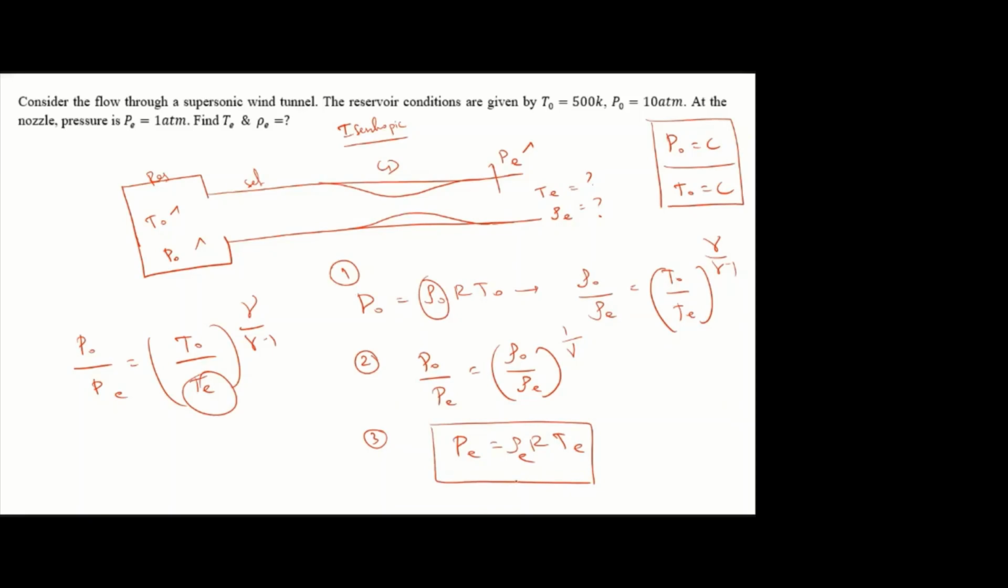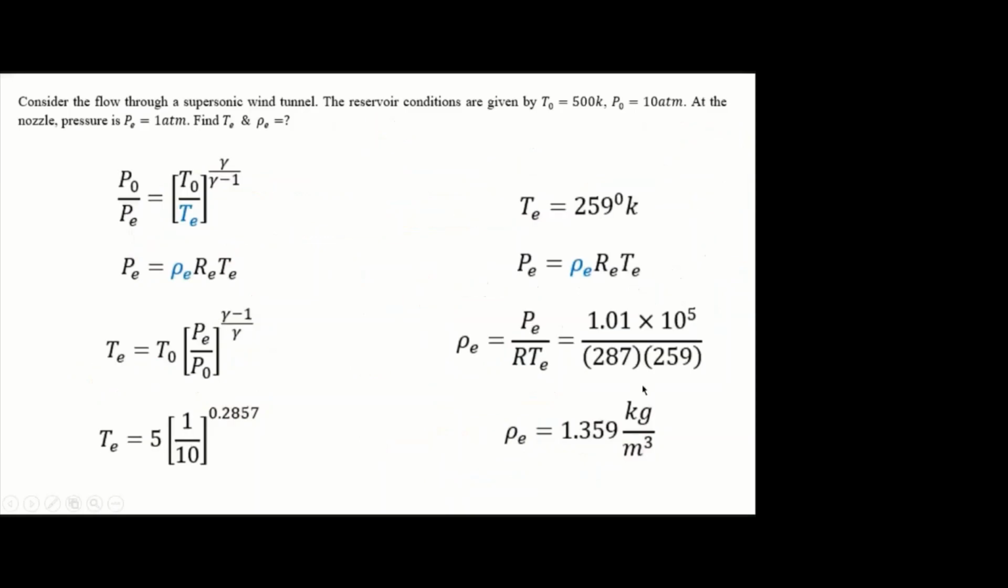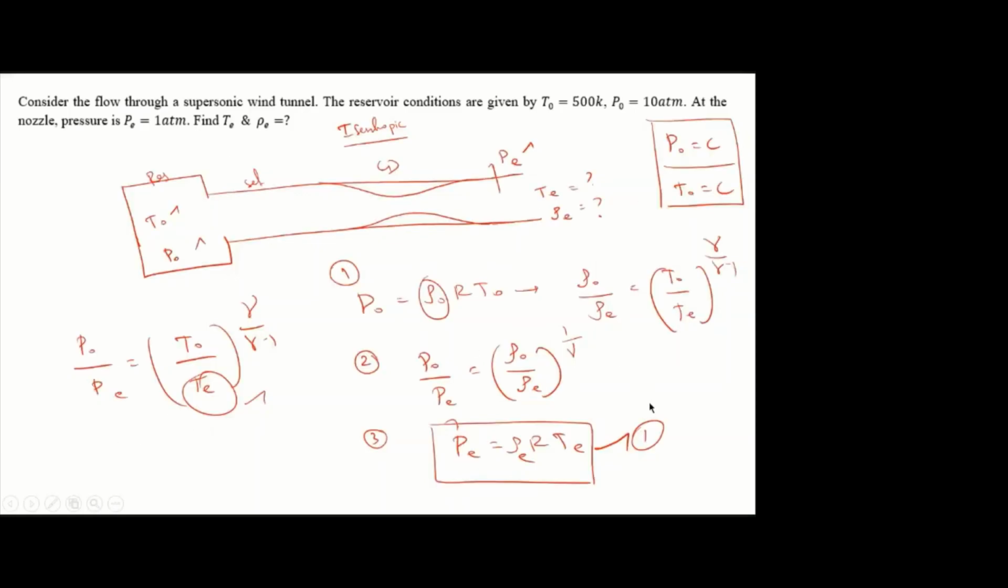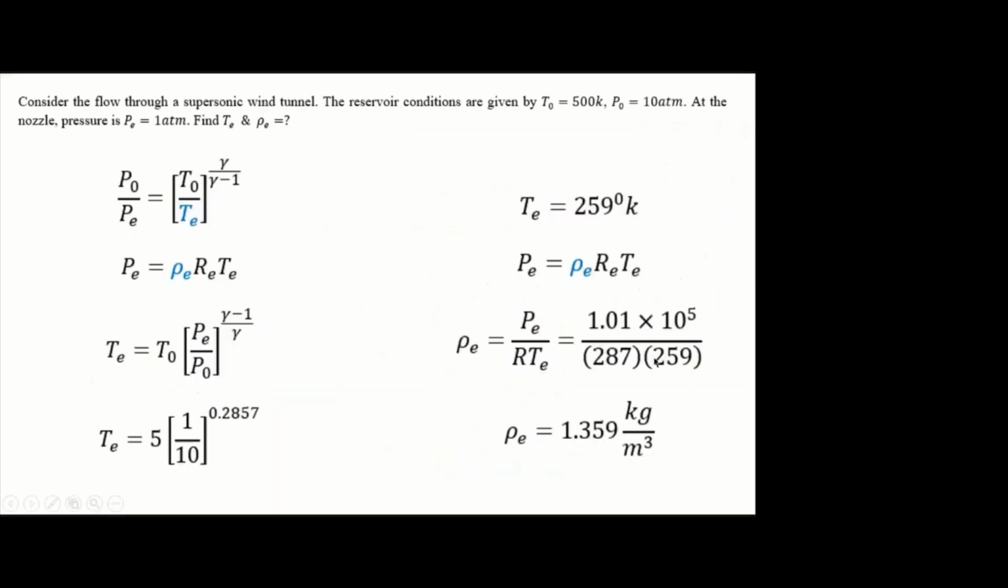Ideal gas law: P is equal to rho E R TE. P is given, T we just found. From there you can find the density. Is that clear? Three methods are there. In the exam, whatever comes to your mind, you can proceed with. But this is the simplest method. Within a single step, you can find the answer. Got it? Good. Any doubt in this? No, sir.